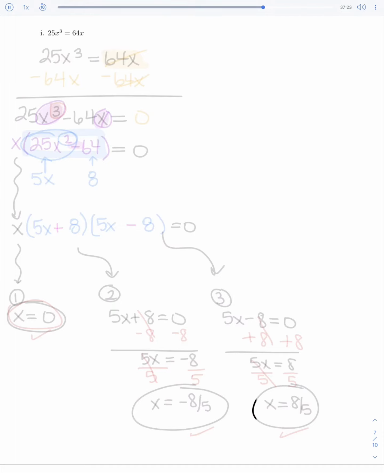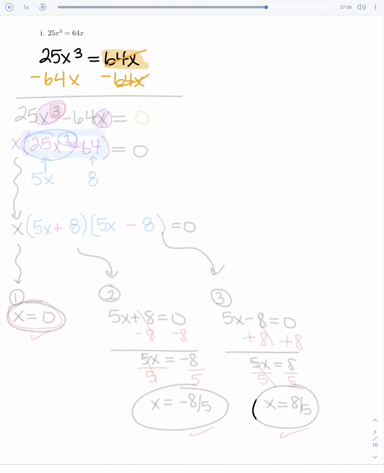Let's take a look at I. In I, we've got 25x cubed equals 64x. Now, as a reminder, if we have anything bigger than just an x in an equation, we want to get everything on one side so that the other side equals 0. So the problem with this equation as is, the 64x needs to go on the other side. So the only way to move that is to subtract a 64x from both sides.